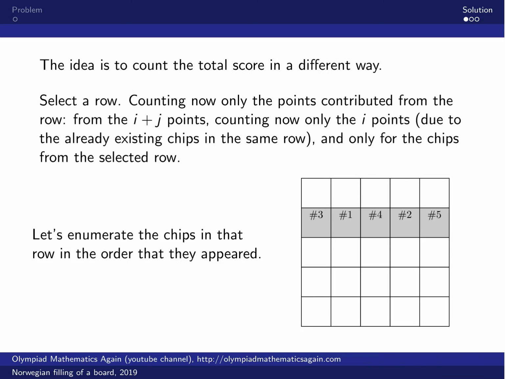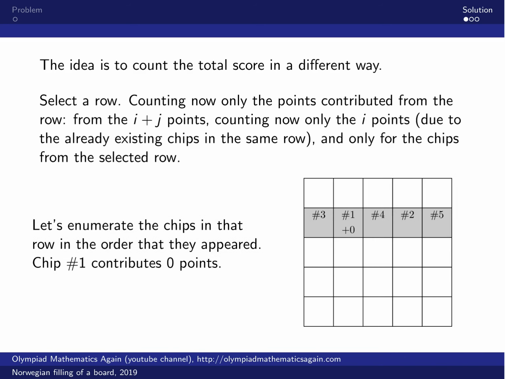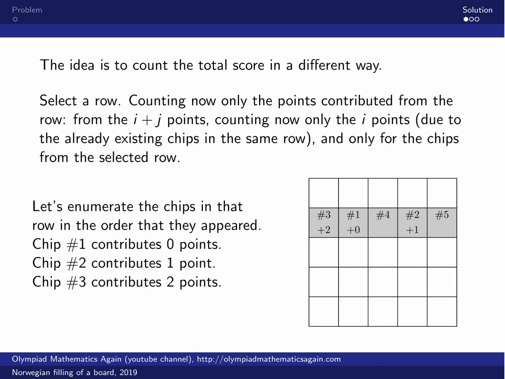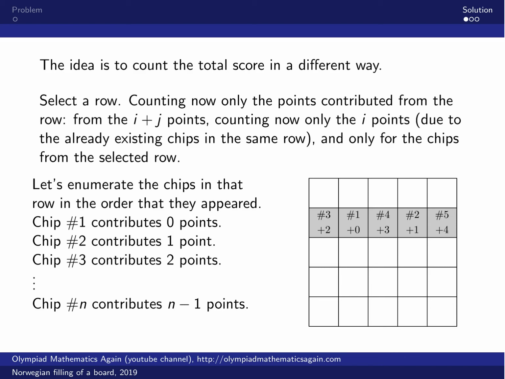So let's enumerate the chips in that row in the order that they appeared. So we have number 1, number 2, number 3, and so on. Chip number 1 contributes 0 points because in that row there were no other chips before. Chip number 2 contributes exactly 1 point, and chip number 3 contributes 2 points, and so on. And the last chip, number n, contributes exactly n minus 1 points.